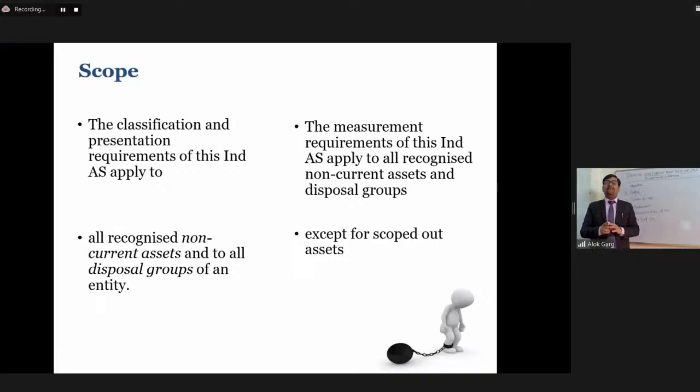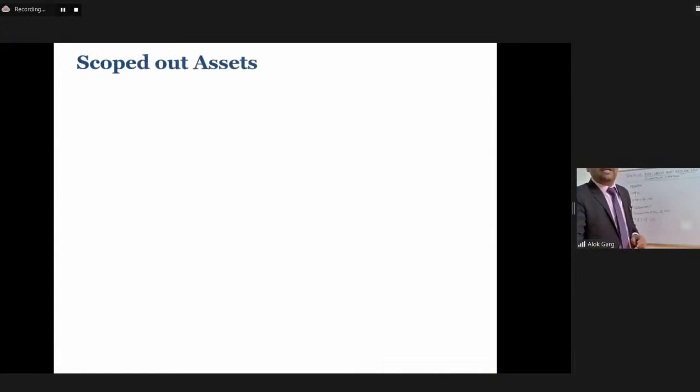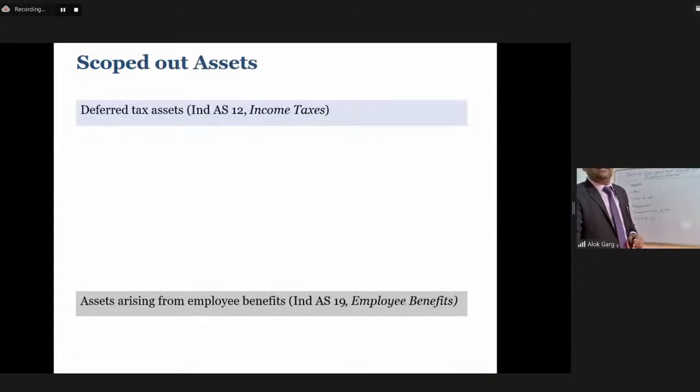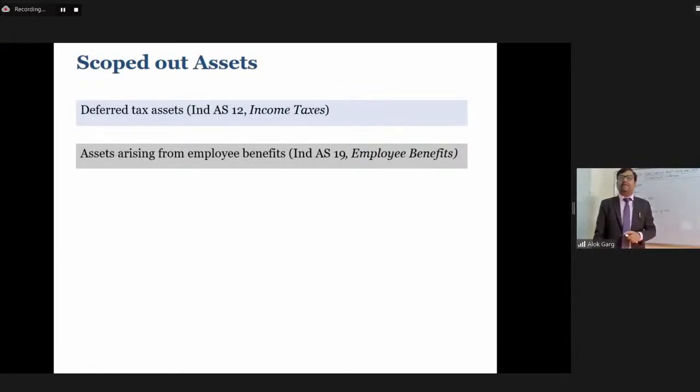But there are some scoped out assets on which the measurement requirement of this standard, I mean to say fair value less cost to sell, is not applicable. So what are those? Those are items covered under a specific standard. For example, deferred tax assets. There is no fair value less cost to sell for deferred tax asset. Deferred tax asset has to be calculated as per IND AS 12, which is on the basis of your temporary differences.